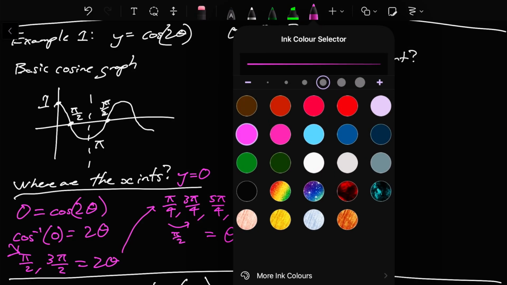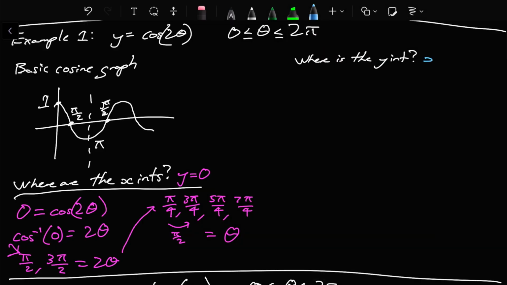Okay. And we can set here x equals 0. Well, not x equals 0, but I guess theta equals 0. So y is equal to cos of 0, which is equal to 1. In other words, it hasn't moved anywhere horizontally or vertically. It stays at 1. Things just get compacted a little bit.